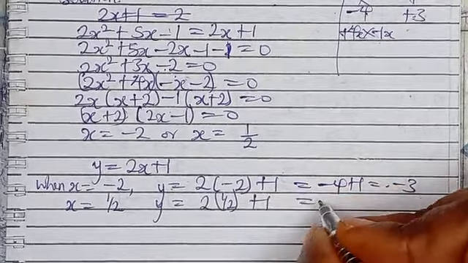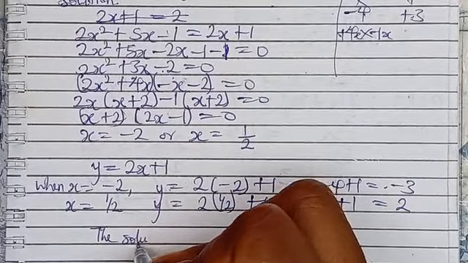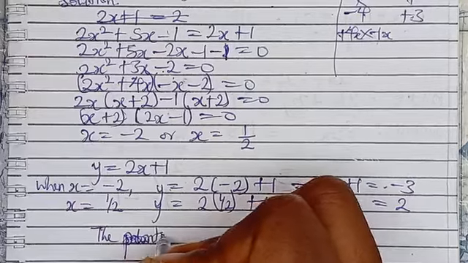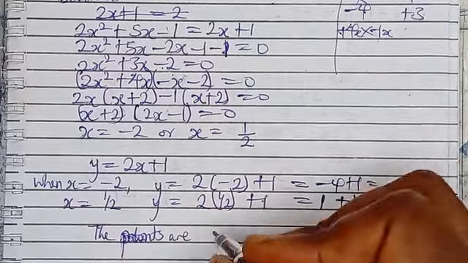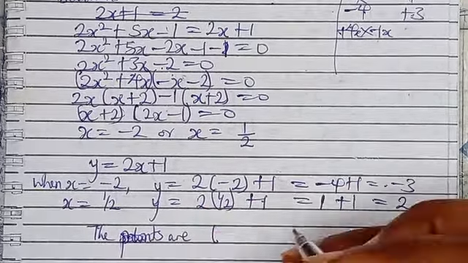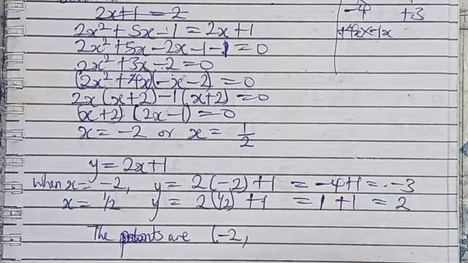We have that the points are the solutions. The points are, we open up a bracket, this value of x, negative 2, with the corresponding value of y for that, negative 3, and this other point, half, and the corresponding value of y, 2. Easy enough, right? And I believe you got that.